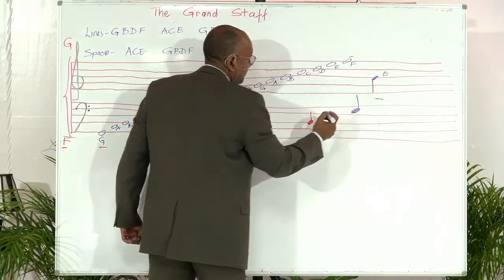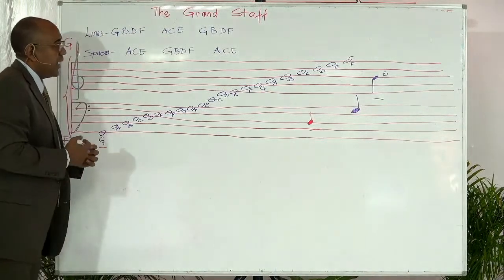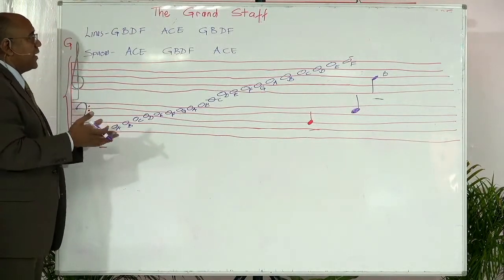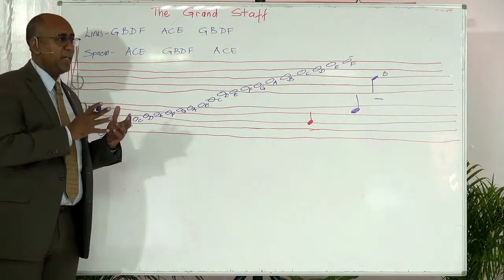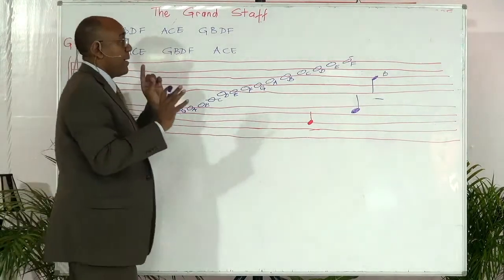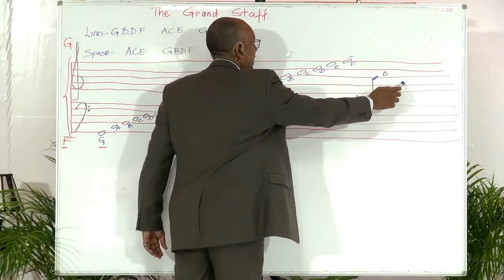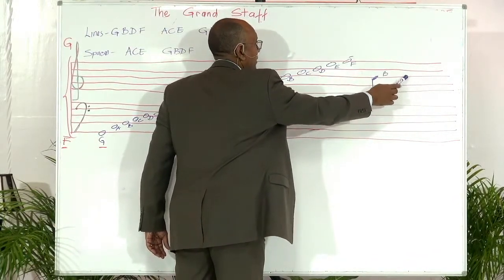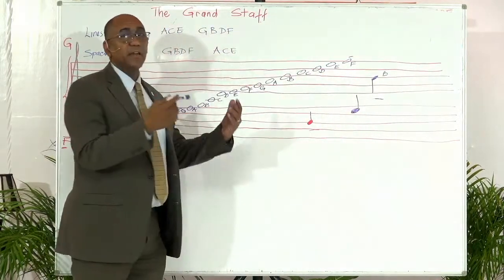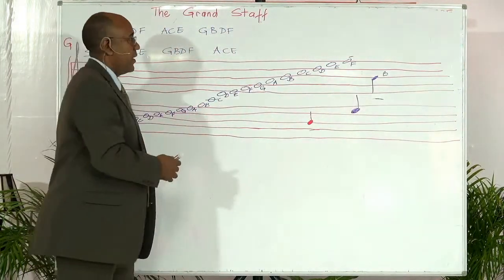All right. So another way to remember it is that if we remember G, B, D, F, A, C, E, G, B, D, F, then all we have to remember is that the last four lines on the treble clef will be G, B, D, F. And we can figure it out that way.